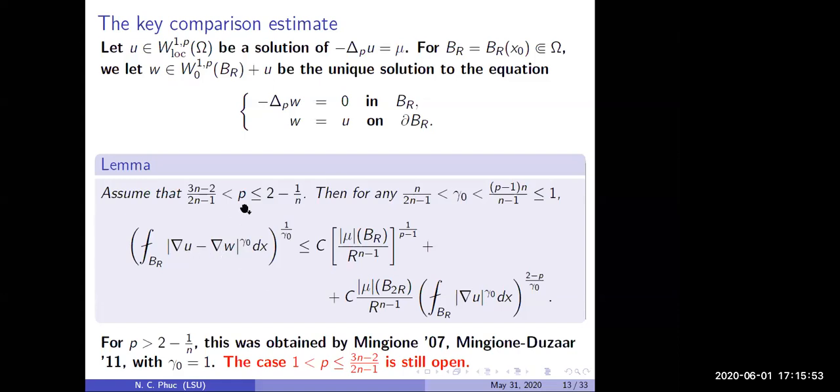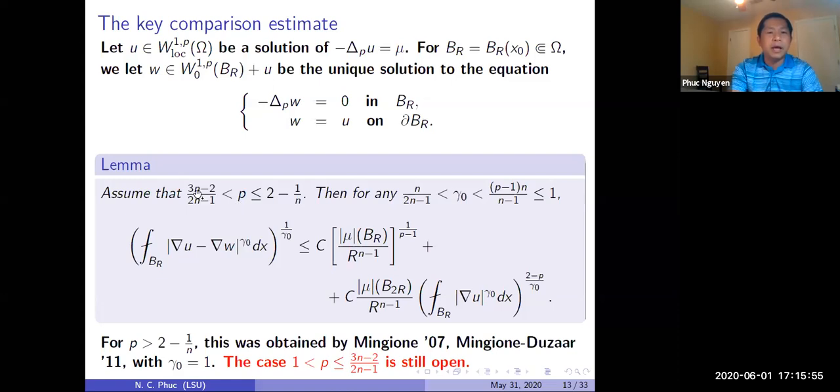It turns out that for the range P bigger than (3n minus 2) over (2n minus 1) and P less than or equal to 2 minus 1 over n, the difference here is controlled by the total mass. But the total mass over that ball, I mean, the mu here is the one from the original problem, plus some nonlinear term here. And you can see that if mu is 0, then of course this difference is 0. So when mu is small, this is small. So it measures the distance precisely.